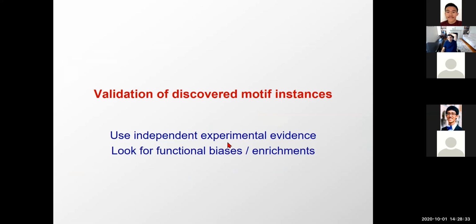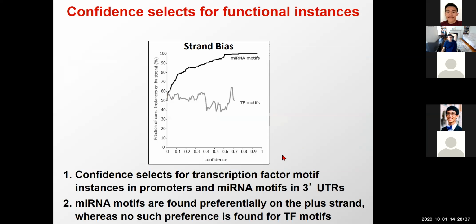So you can use independent experimental evidence or look for functional biases and enrichments. One very cool way of doing that is to basically ask, what is the strand bias? Is the motif occurring this way or that way with respect to the gene start? What we find is that transcription factor motifs don't have a preference. As you increase the significance threshold, the confidence threshold, you see that they're roughly half occurring on the forward strand versus half occurring on the reverse strand.